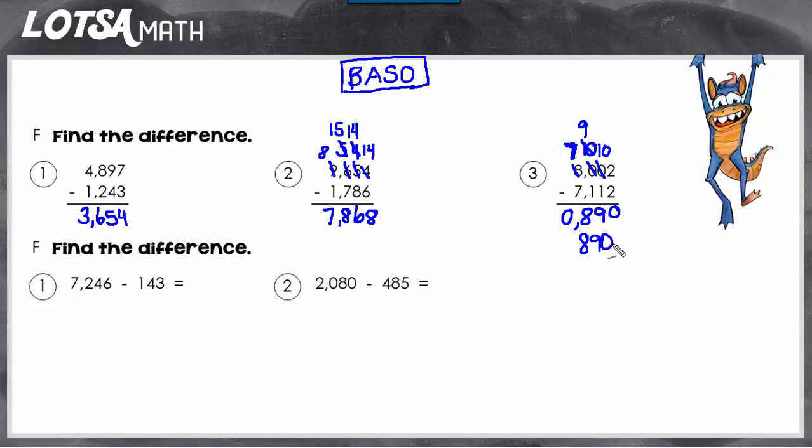This is one of the skills that people have a hard time with and can get really messed up in the borrowing and regrouping process of subtraction. If you remember BASO and you always borrow and then you add back and then you start over between every step, you'll have a much easier time.